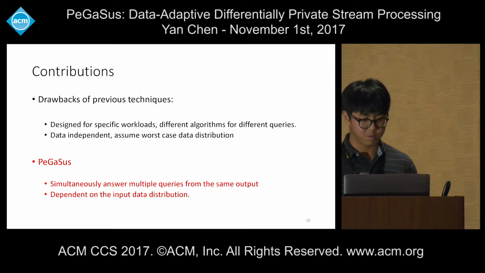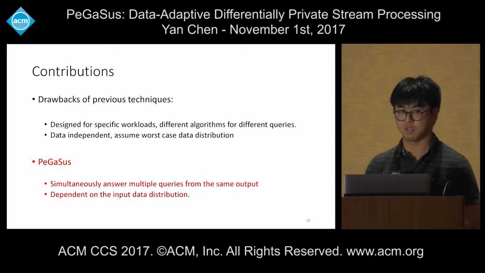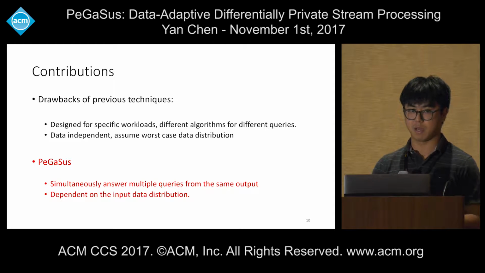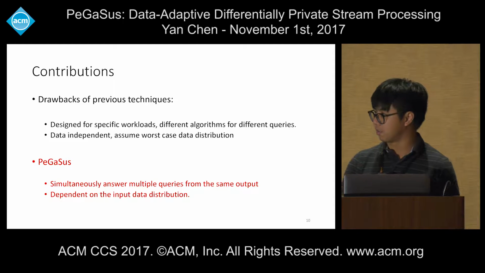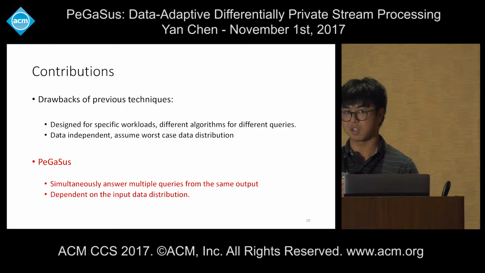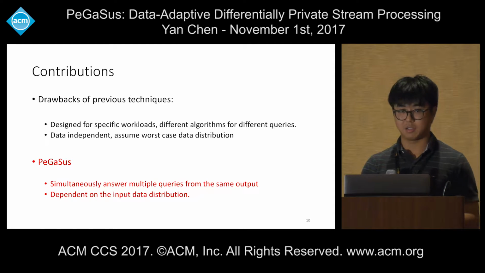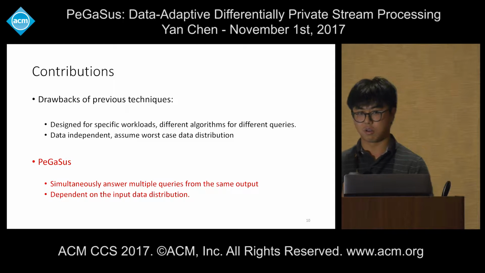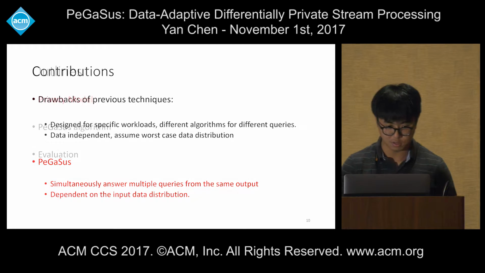So in this work, we propose a new algorithm called Pegasus, which addresses the two drawbacks above. Firstly, Pegasus will simultaneously support multiple queries from a single output without splitting the privacy budget. Also, Pegasus is data dependent, which means the injected noise will be adjusted according to the input data distribution.